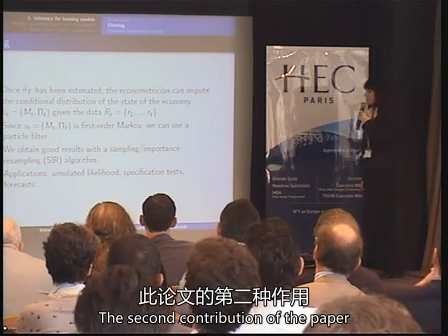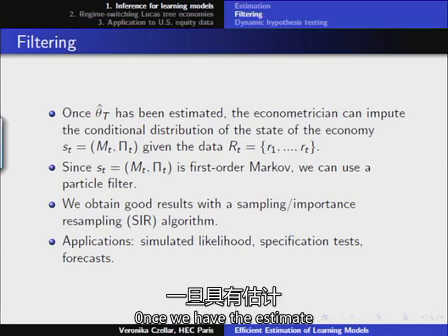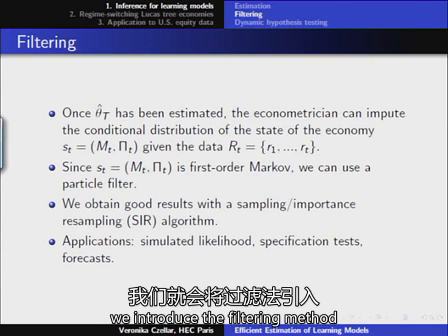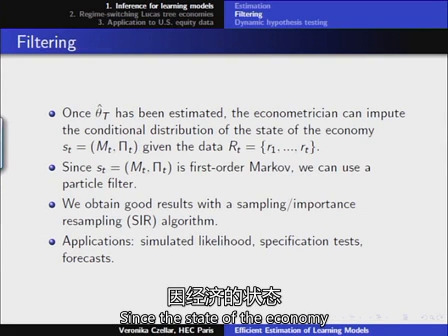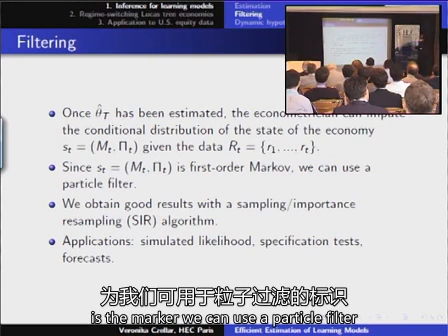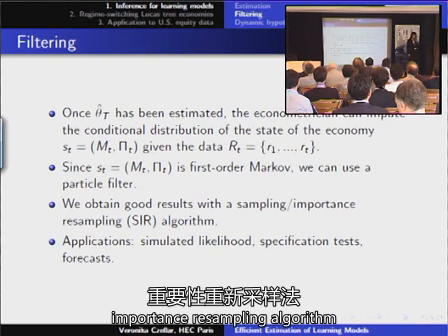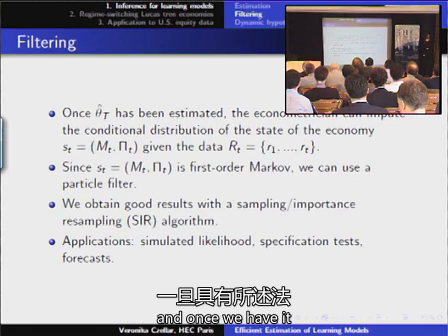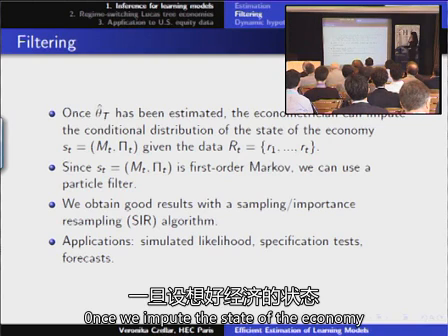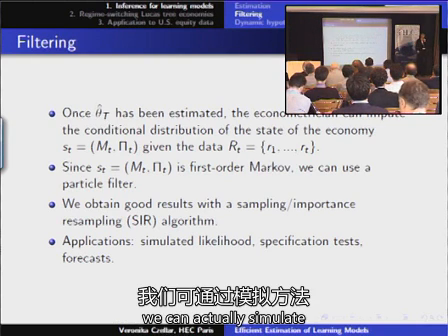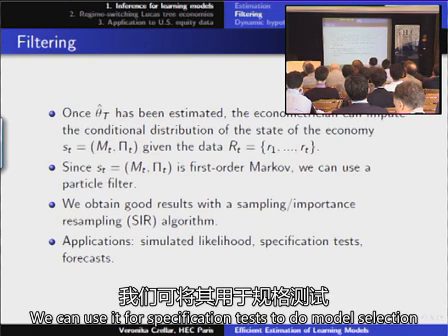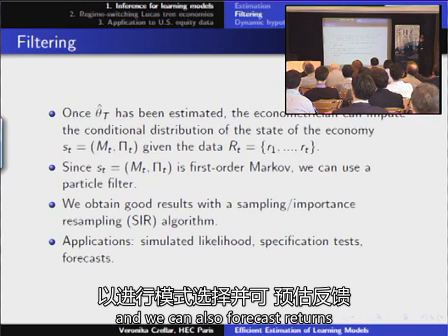What else? The second contribution of the paper is that we introduce a filtering method. Once we have the estimate, we use it to impute the state of the economy. Since the state of the economy is first-order Markov, we can use a particle filter, and we actually use the sampling importance resampling algorithm. Once we impute the state of the economy, we can simulate the likelihood function. We can estimate the likelihood function via simulation, and we can use it for specification tests, to do model selection, and we can also forecast returns.